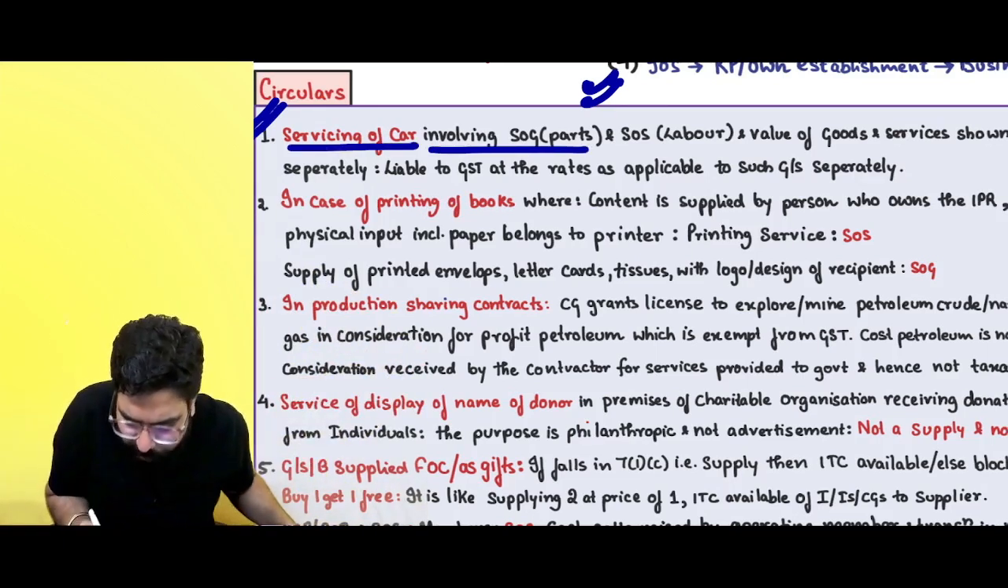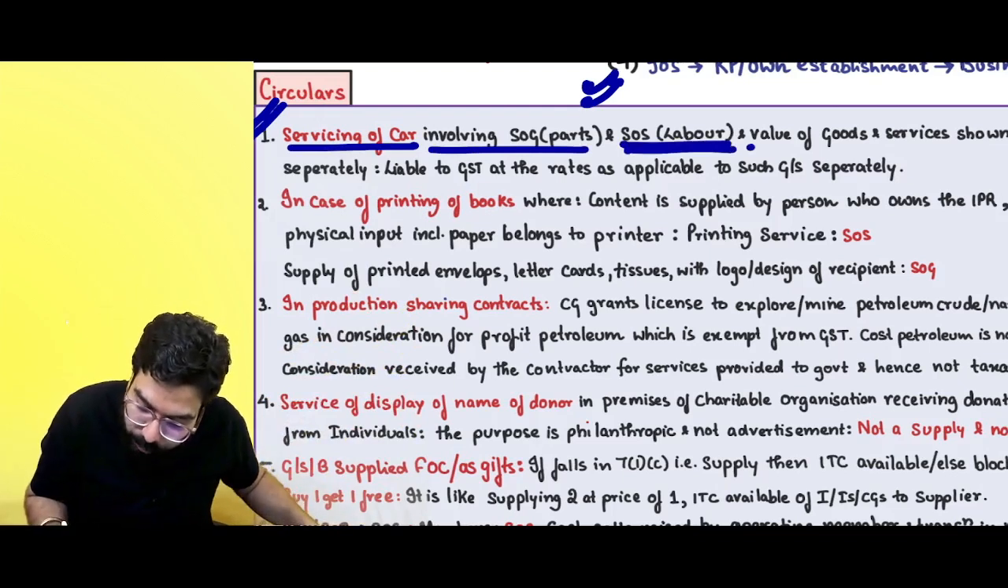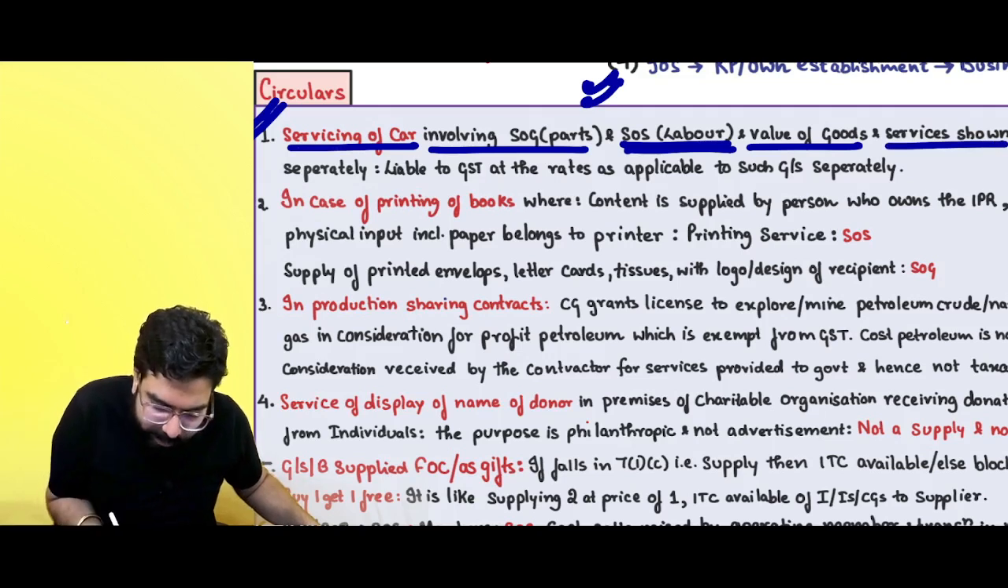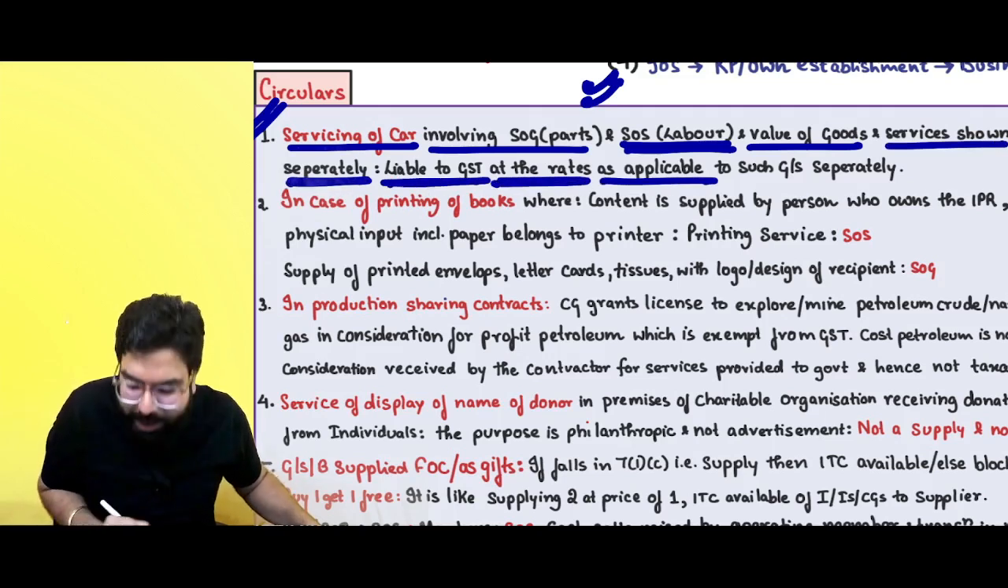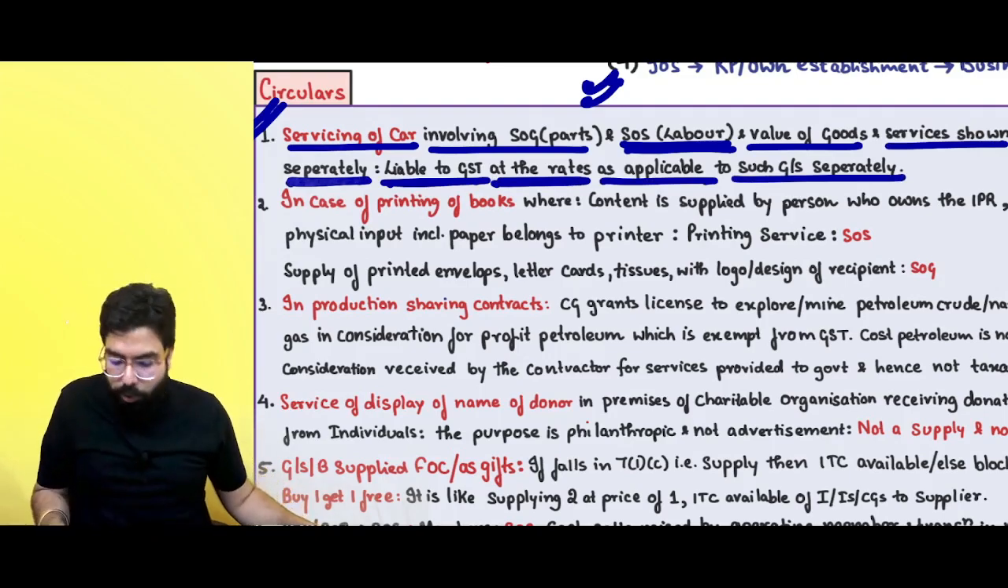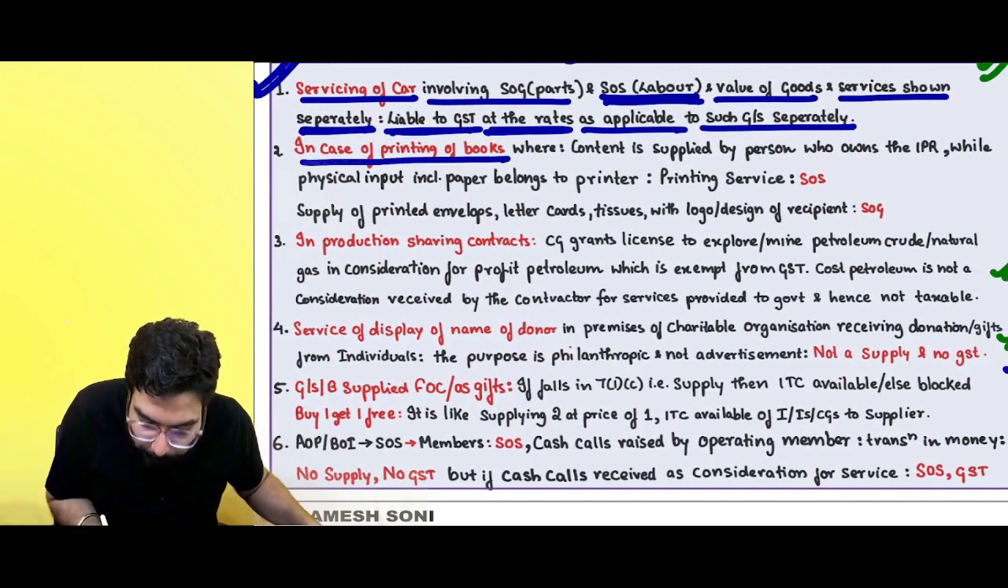Servicing of car involving supply of goods, that is part, and supply of service, that is labor, value of goods and services is shown separately, liable to GST at the rate as applicable to such goods or service separately. Separate rate will apply. Printing contract.